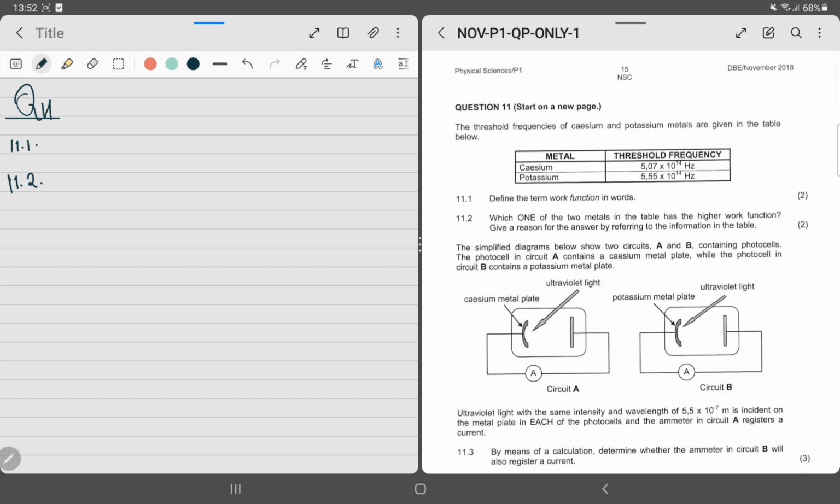11.2. Which one of the following metals in the table has a higher work function? Give a reason for the answer by referring to the information in the table. The work function is given as Planck's constant multiplied by the threshold frequency. So whichever metal has the highest threshold frequency will have the highest work function because h is a constant. So here the answer should be potassium.